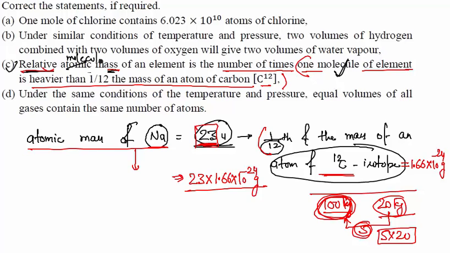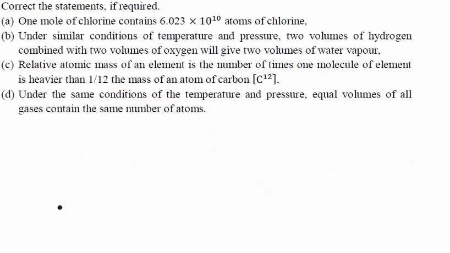So there are two corrections possible here. You can change atom by molecule and leave this molecule as it is, or you can keep this relative atomic mass as it is and change molecule by atom. So hope you understand this concept. And now moving to the fourth question.